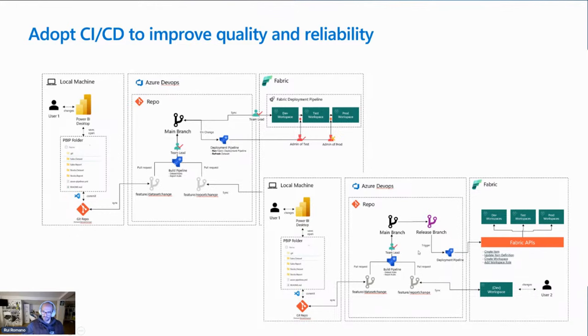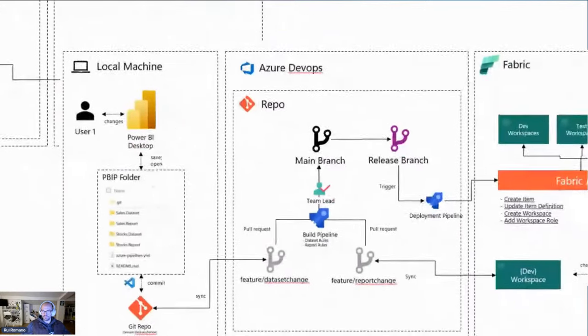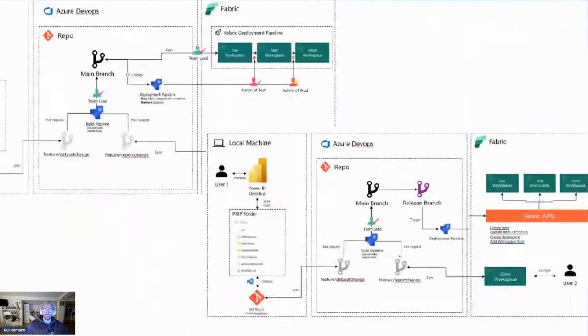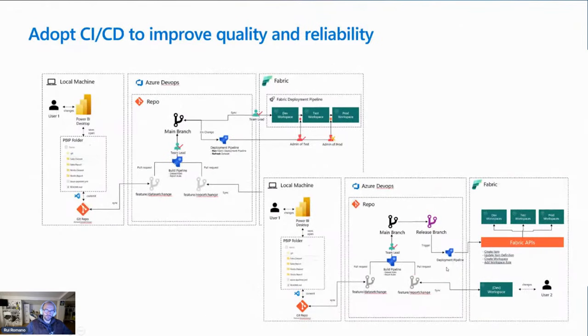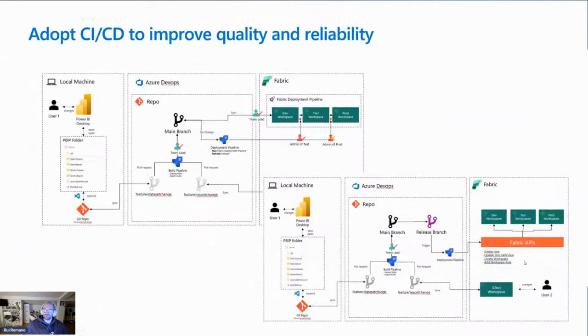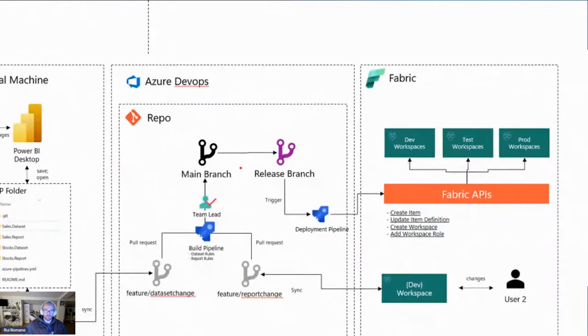Or, and this is the bottom one, this diagram here on the bottom, you have exactly the same thing. I was talking about the build pipelines, but now you are in a situation where the Git integration is not enough for you, or the Fabric deployment pipeline is not enough for you. You want to control the full process. If you want to do that, you can do that today, because there is a new set of APIs that we shipped in December.